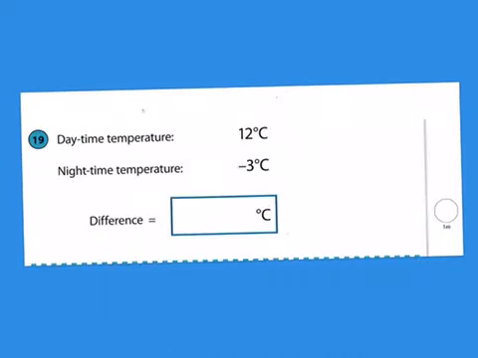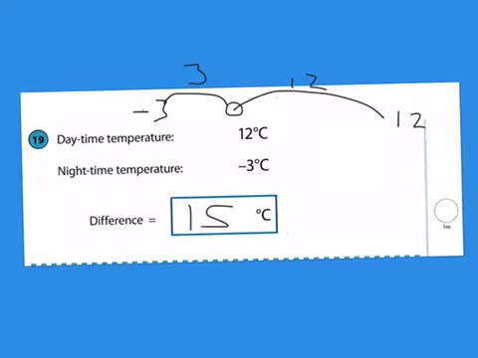Daytime temperature 12, nighttime -3. Difference. Okay, so 12 minus 3. Let's put 0 there. 12 back to 0 is 12 degrees. 0 to -3 is another 3 degrees backwards, so that's got to be a difference of 15.